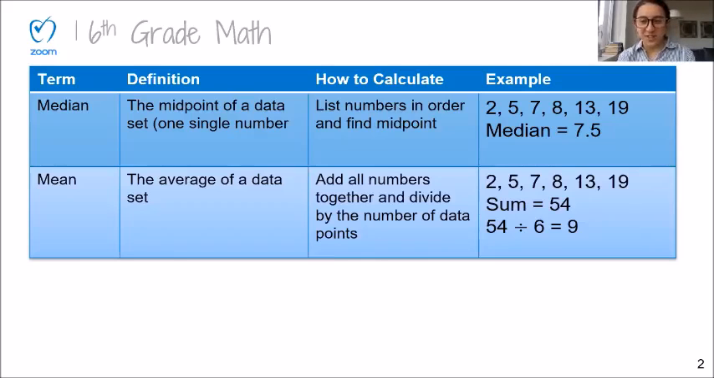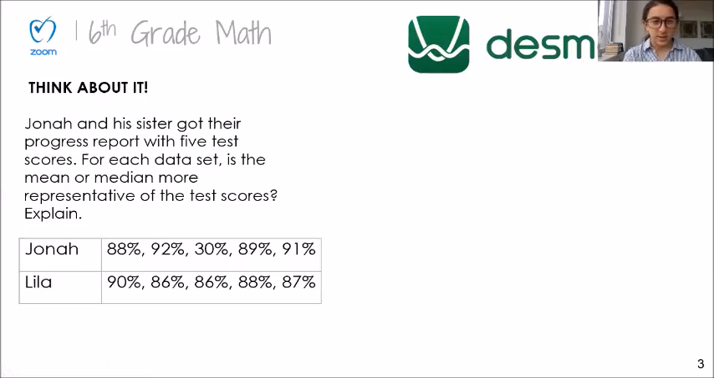Now that we've done a quick refresher, let's jump into our Think About It question. Jonah and his sister got their progress report with 5 test scores. For each data set, is the mean or the median more representative of the test scores? Explain. When I say go, you will pause the video and head into Desmos.